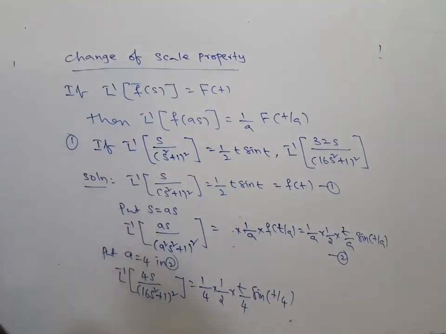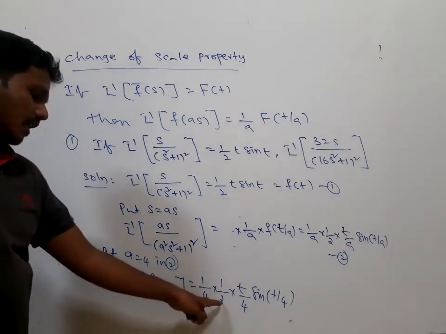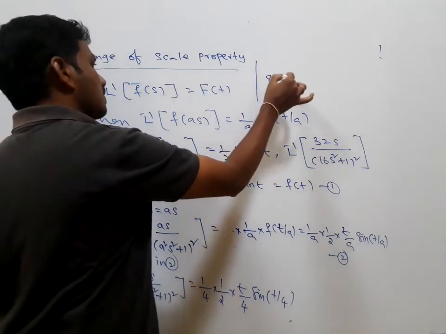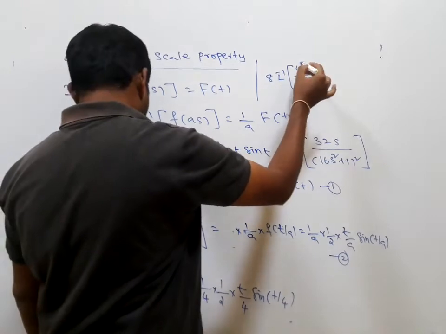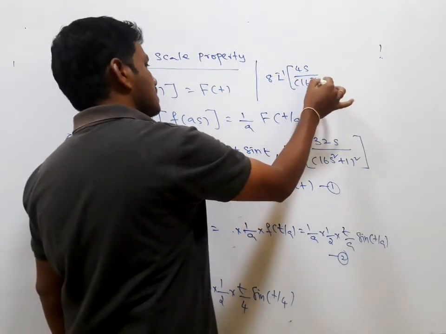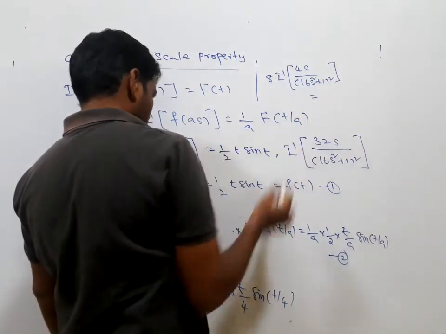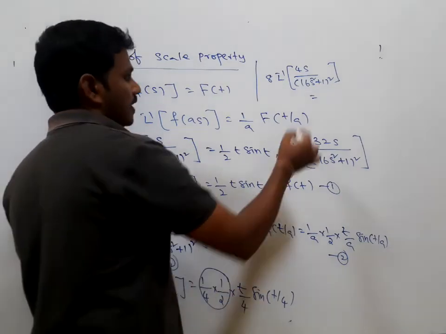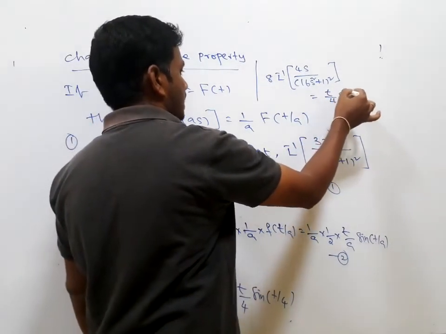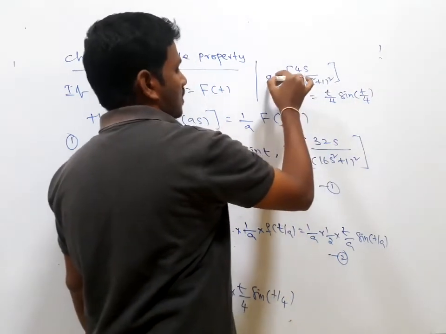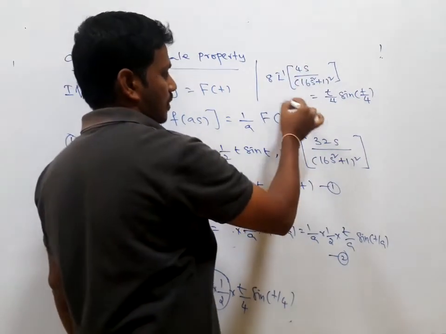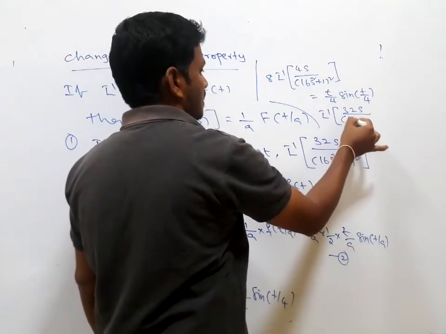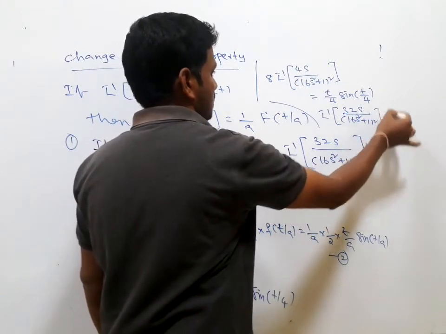What we require here is 8. You take out 4 into 2, 8 is there. By cross multiplication, it becomes 8 into L inverse of 4s divided by 16s square plus 1 whole square is equal to, we take this term to the left hand side, t divided by 4 sine t by 4. Or you take this 8 inside the bracket, so it is 32s divided by 16s square plus 1 whole square is equal to this. This is the answer.